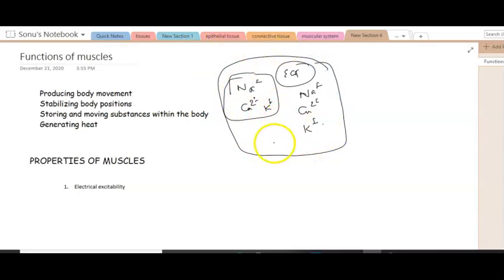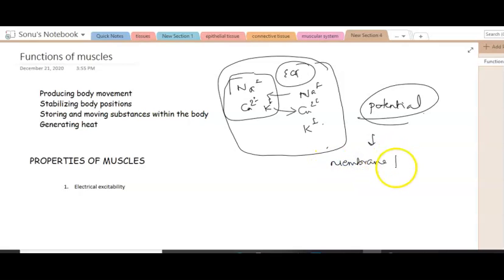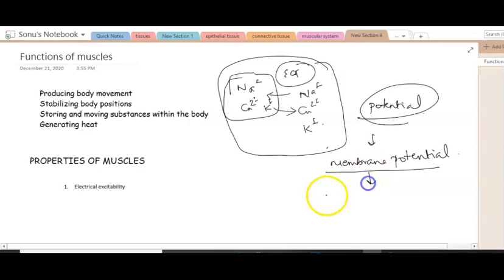The concentration of these ions inside as well as in the extracellular fluid always maintains a potential, or electric charge, in our body. So when a stimulus occurs, there will be influx and efflux of these ions. This leads to a change in the potential, and it causes a membrane potential. And when the stimulus is strong enough to change this membrane potential to reach its threshold, it will become an action potential.